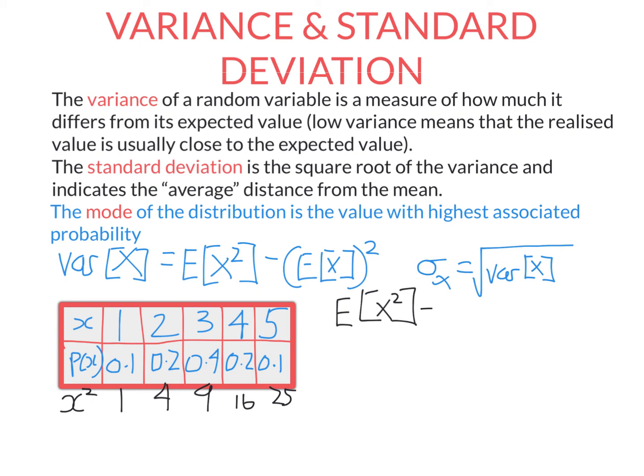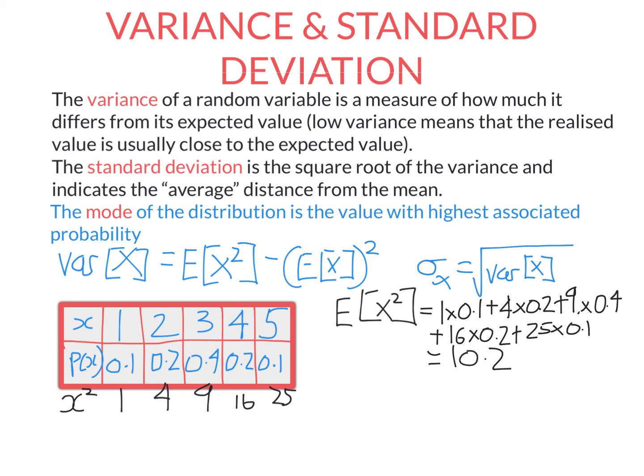So the expected value of x squared here will be the first x squared value times its probability, plus the next x squared value, 4, times its probability, plus the next x squared value times its probability, and so on for all the values of x squared. Putting that in our calculator, we should get 10.2. That's not the variance, it's just the expected value of x squared.